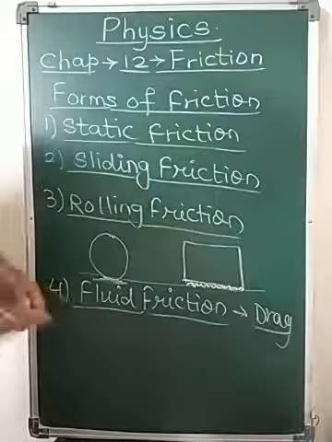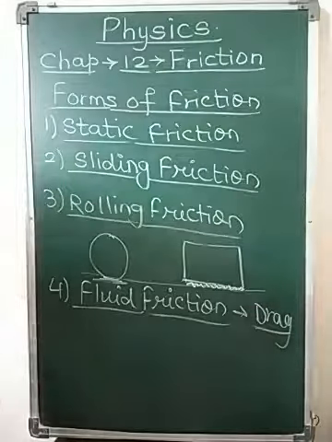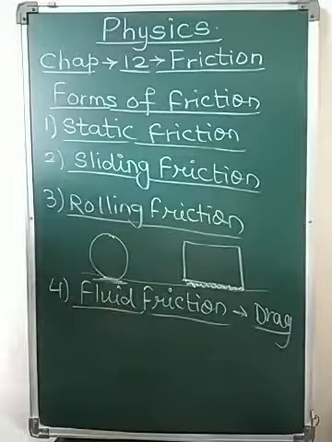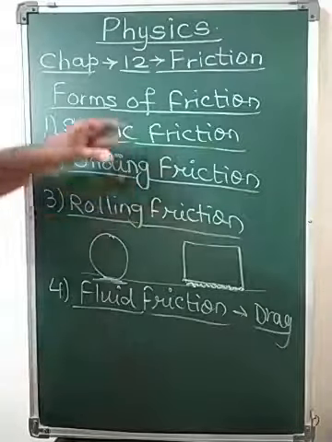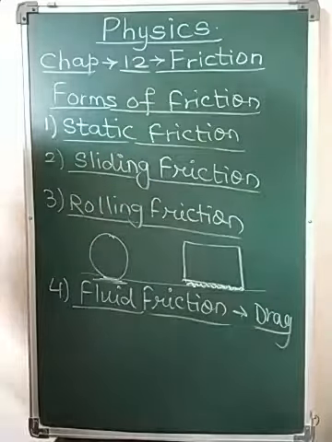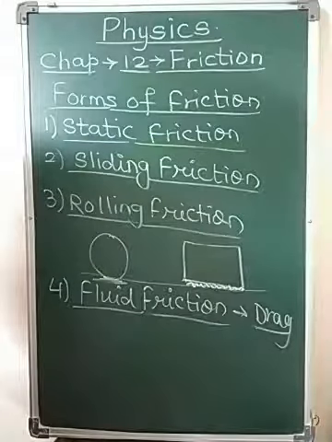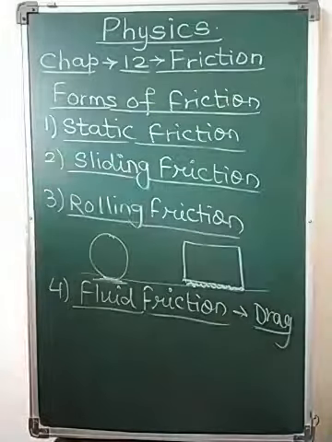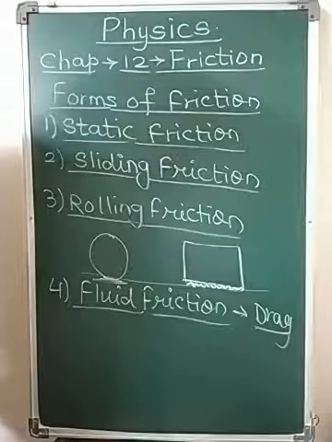You must have seen sea surfing. At that time when the surfer is moving, he experiences fluid friction, and because of fluid friction he is able to move on the surface of the ocean. Friction depends on the speed with which an object moves in the fluid. This type of friction is also called drag.